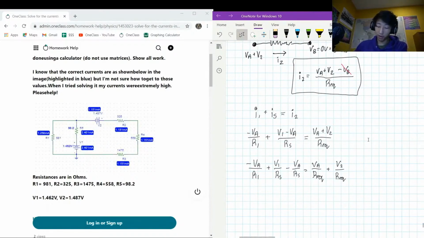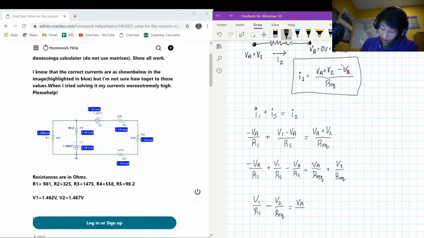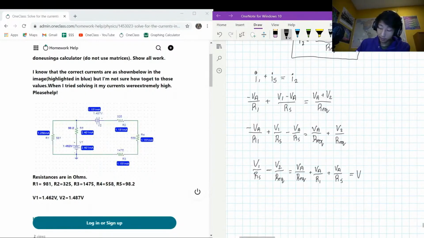Okay, so let's bring them all to the right side and send all the other terms to the left side. So we have V1 over R5, that's going to stay, minus V2 over REQ. It's going to be equal to VA over REQ plus VA over R1 plus VA over R5, and that's all. Okay, so on the right side we can factor out VA.